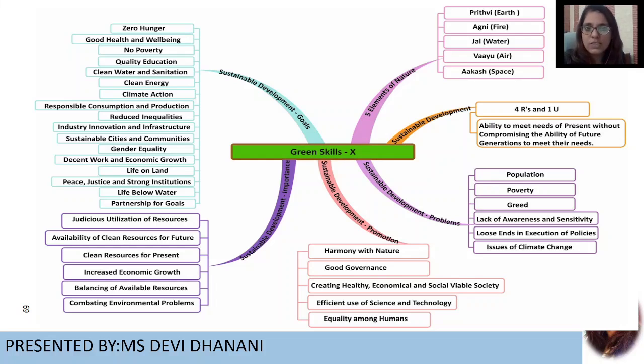So dear students, this is the gist of the chapter green skills that is there in employability skills section of class 10. You can see that the various aspects of environment, the sustainable development, its problems, promotion, importance, the goals, the gist is given over here. So we will study each and every topic in detail.